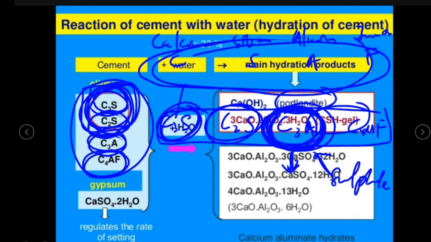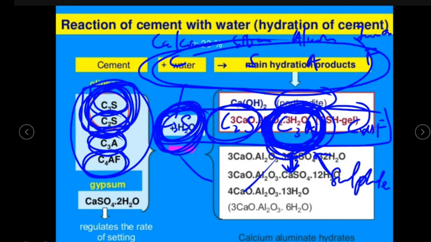And also, if you want to produce low heat cement, we have to reduce these two parts, because the C3S and also C3A are responsible for the heat of hydration. But of course, we are not going to look very deep into this aspect. I just want to let you know that this is the basic. In the study of cement technology, this is the most important thing. This slide is the most important, which is the hydration of the cement. So whether you like it or not, you have to memorize it.